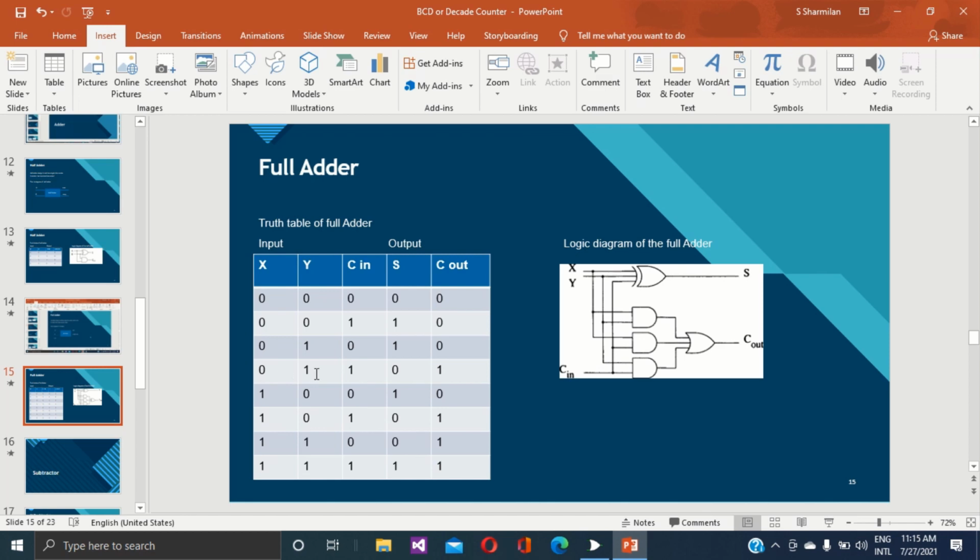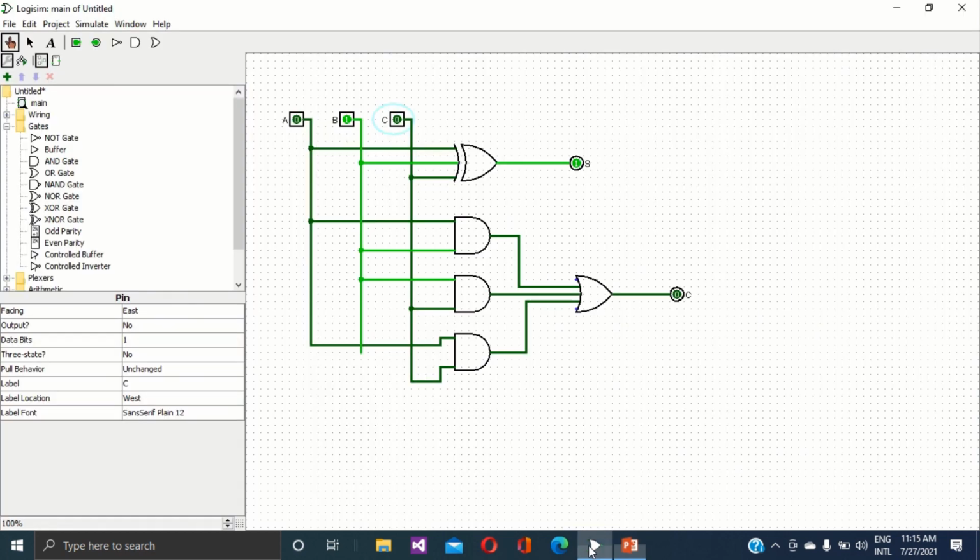X equal 0, Y equal 1, C in equal 1. Here my output sum is equal 0, carry equal 1.